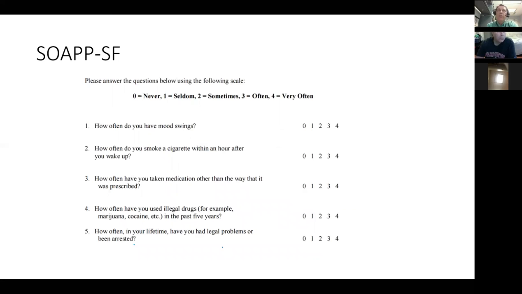Another tool that's been designed that I think has a lot more promise, at least in the palliative medicine setting, is the SOAP short form. And this is the questionnaire. Anybody that scores a 4 or above on the SOAP SF would be considered a positive screening for someone who has risk for misuse and abuse.